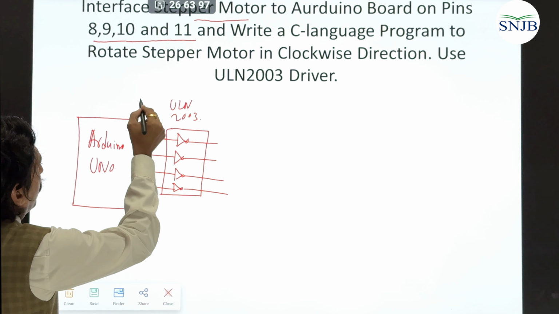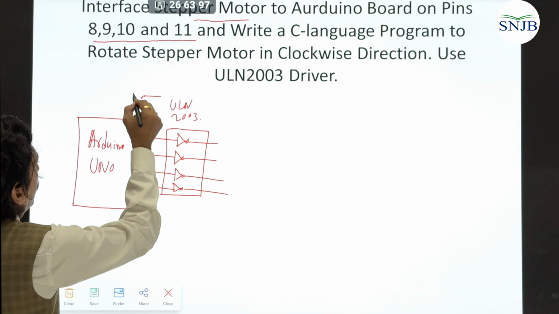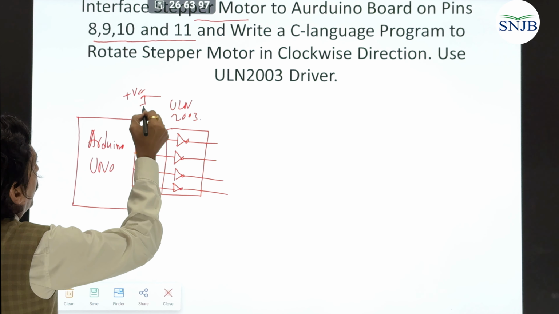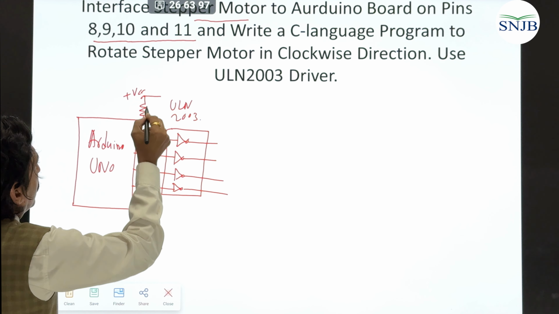Here you can show pull-up resistors so that the circuit becomes more accurate. These are pull-up resistors and their value is 4.7 kilo ohm. So how to interface this particular stepper motor?